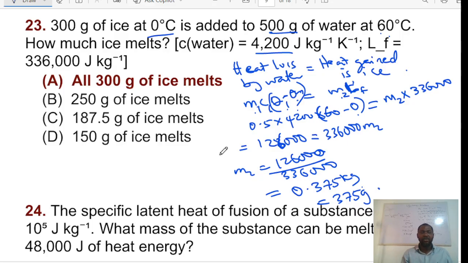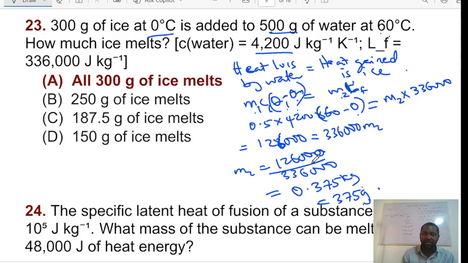Now let's see what option will be the answer. So what that means is that the heat lost by water can melt 375 grams of ice. Are you seeing that? So the correct answer to this question is that all 300 grams of the ice melts, because it's not even up to 375 grams. So that is exactly what we have here. All of it melted, because the mass of the ice is 300 grams, but based on our calculation here, the amount of ice that this can melt is 375. I hope that makes sense.